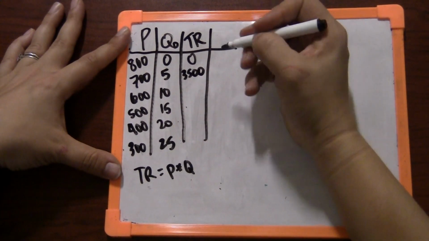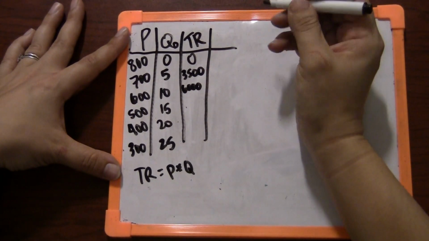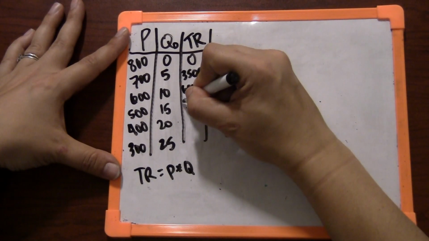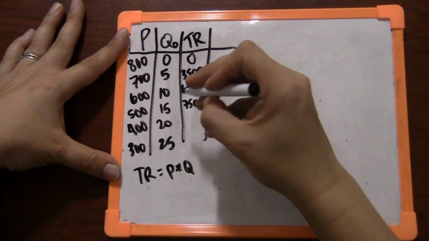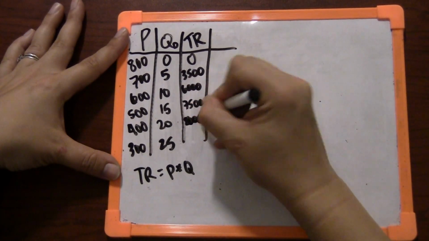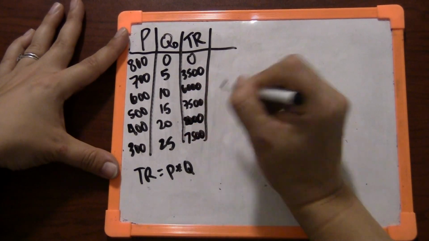$700 times 5 is $3,500. $600 times 10 is $6,000. $500 times 15 is $7,500. $400 times 20 is $8,000. And $300 times 25 is $7,500.